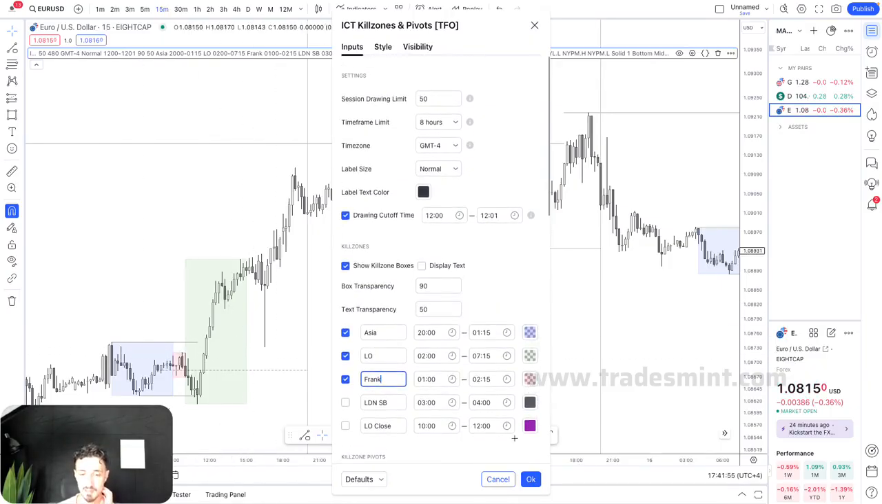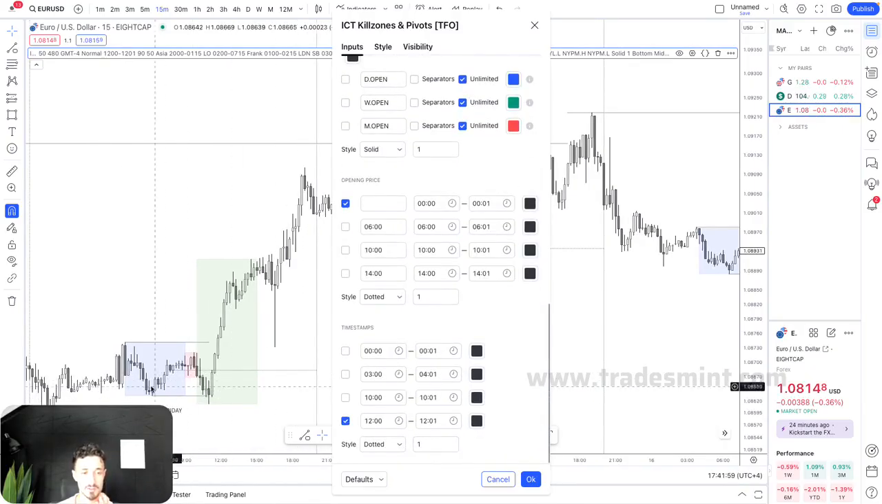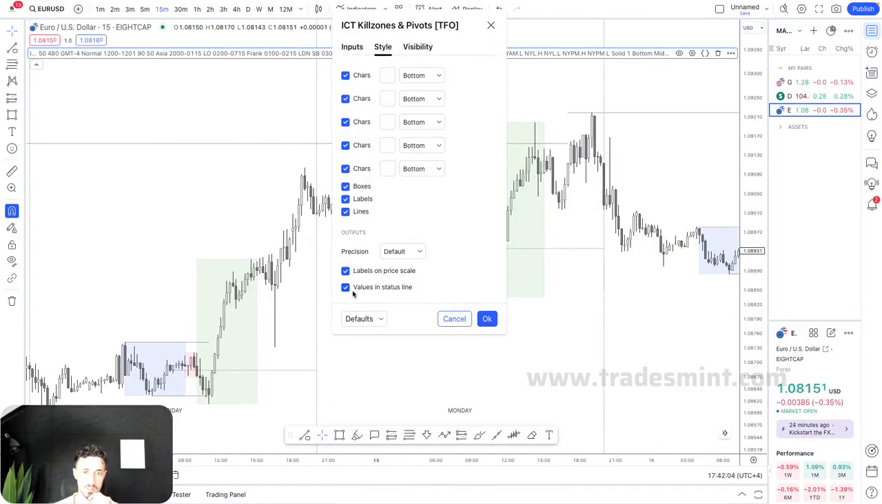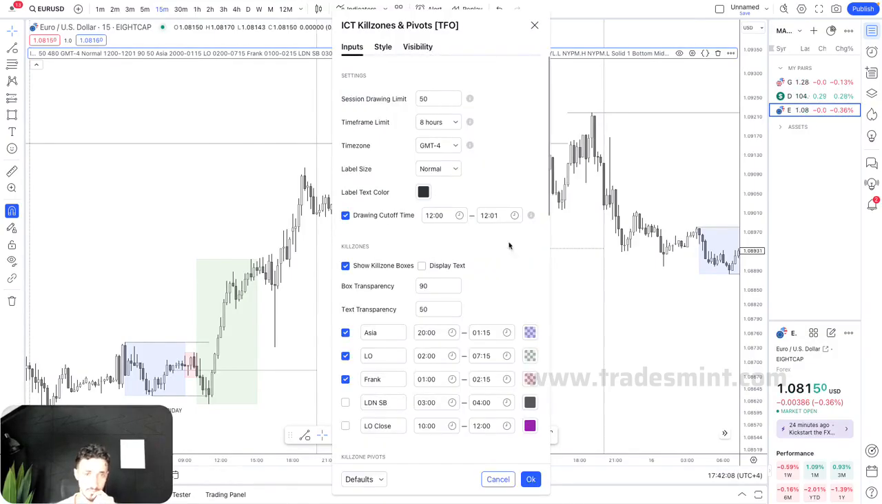I just have this. And the reason I just have this is just because that is what I use it for. I use it for Asia and I use it for London. Style, I just have all these ticked, and visibility, I have it all ticked.